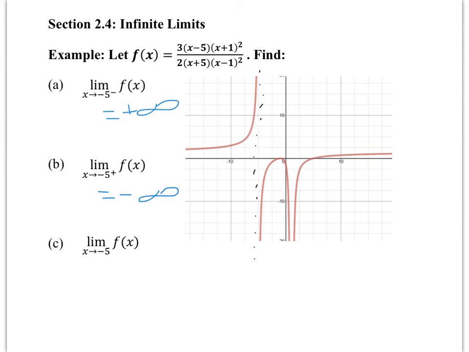Now, from our previous work, we know that a limit only exists if the left-hand limit equals the right-hand limit. So here we have the left-hand limit equals positive infinity, the right-hand limit equals negative infinity, so this limit fails to exist. It does not exist. And what's happening at our graph right here is we're getting what we call a vertical asymptote.